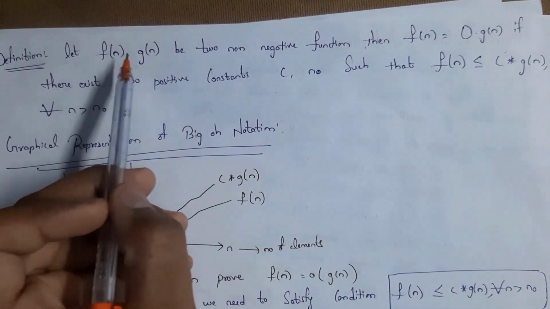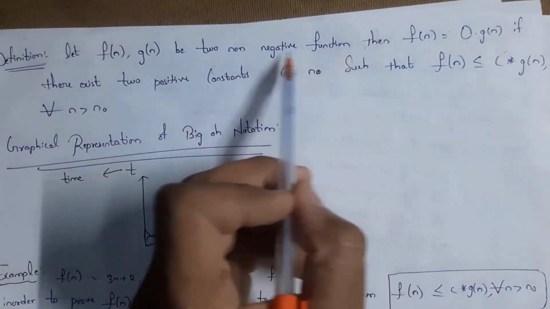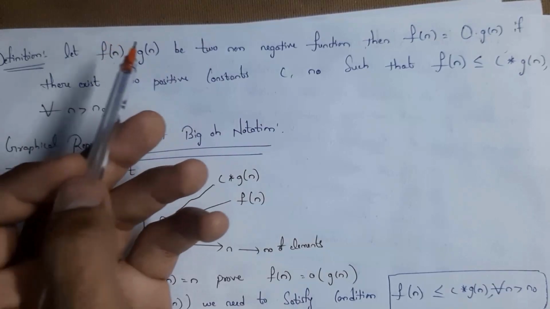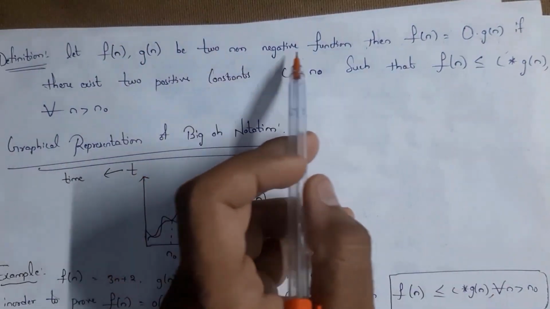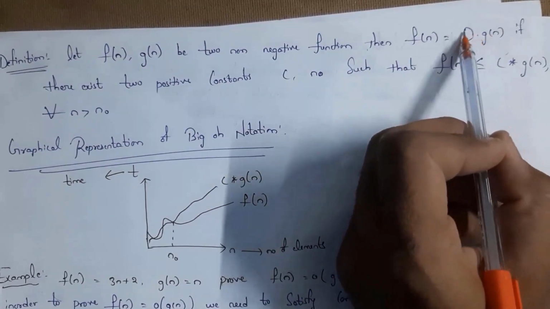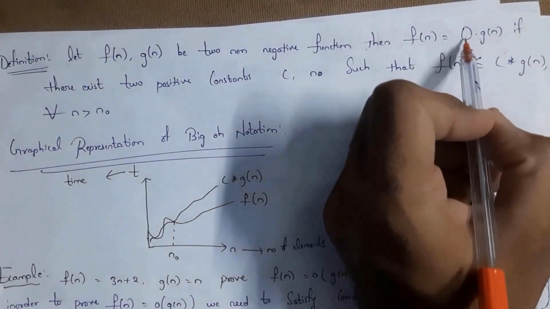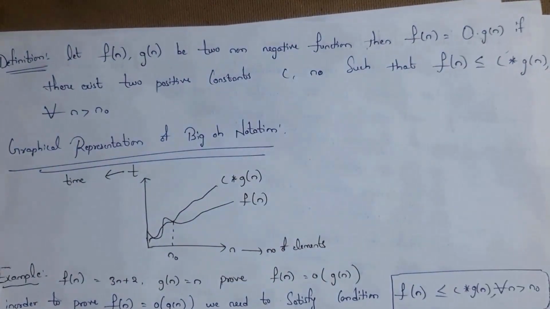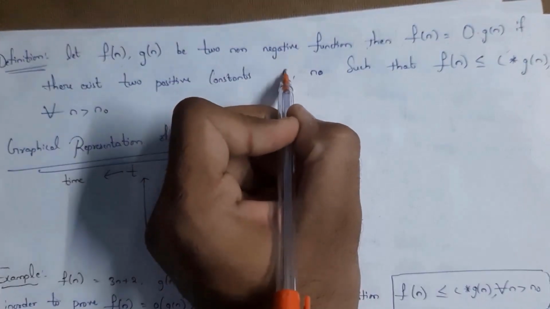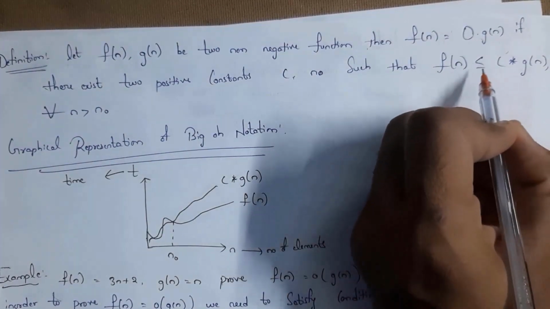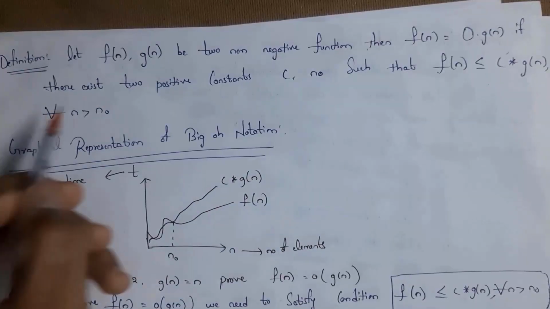Let f(n), g(n) be two non-negative functions. Non-negative is nothing but positive functions. Let f(n), that is function f(n) and function g(n), these both are two non-negative functions, then f(n) = O(g(n)). Here I took O because big O notation is denoted by the capital O symbol. So I took f(n) = O(g(n)) if there exist two positive constants, that is c and n naught, such that f(n) ≤ c·g(n) for every n > n naught.